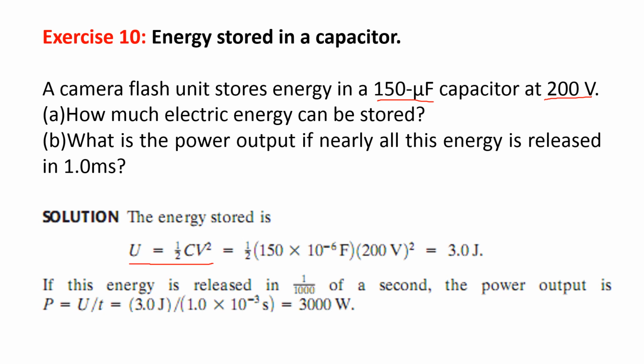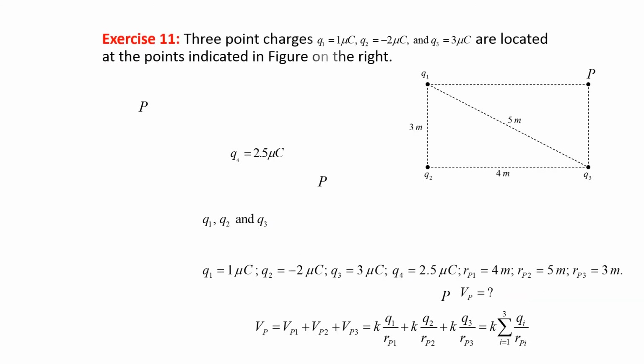Then in sub question B, we are asked to determine the power. The power is equal to energy divided by time. The time is given to be 1 millisecond. 1 millisecond equals 10 to the power minus 3 seconds. Then the power is equal to energy, 3 joules, divided by 1 times 10 to the power minus 3 seconds, which is equal to 3000 watts.